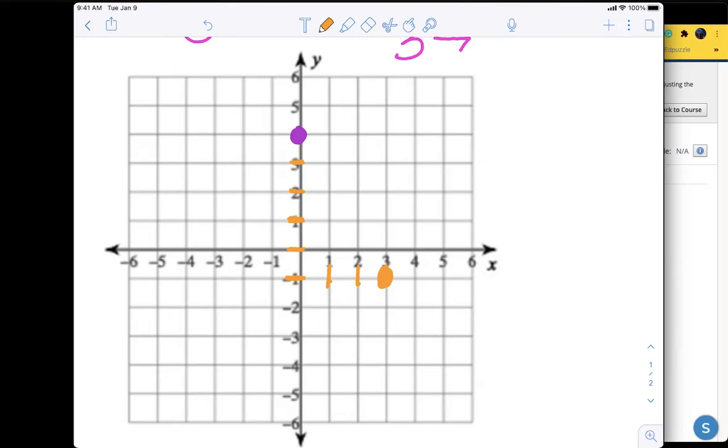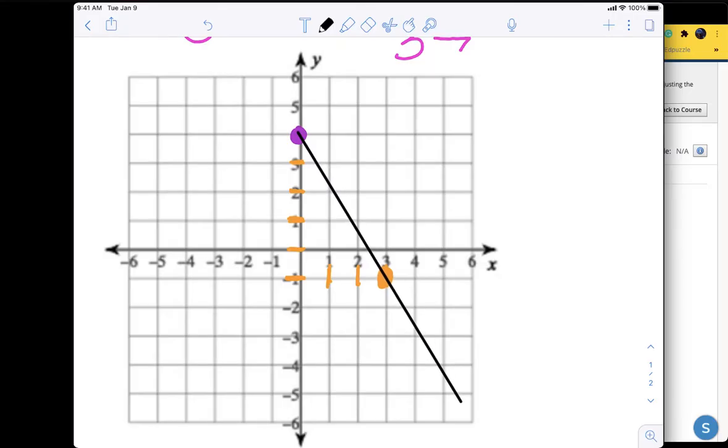All right. Then finally, what I'm going to do is draw a line that goes through both of those points. So I'm going to go just like this.